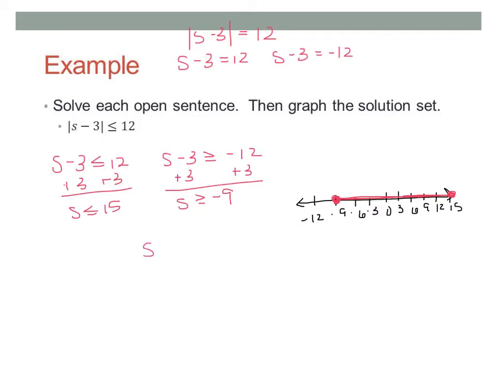So remember, ands you have to write as one. Low number on the left, high number on the right. Inequalities opening to the right. So there's your answer then.